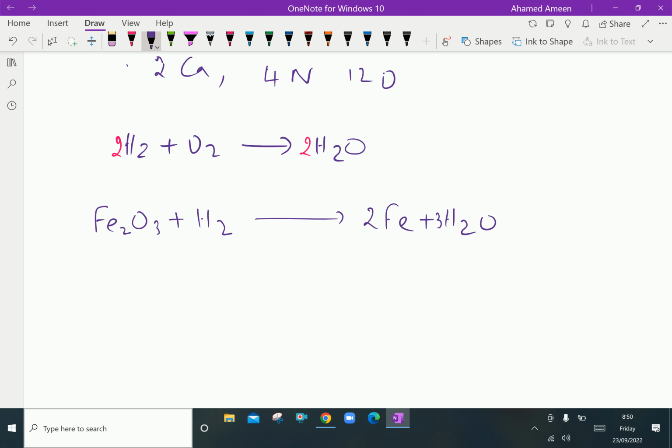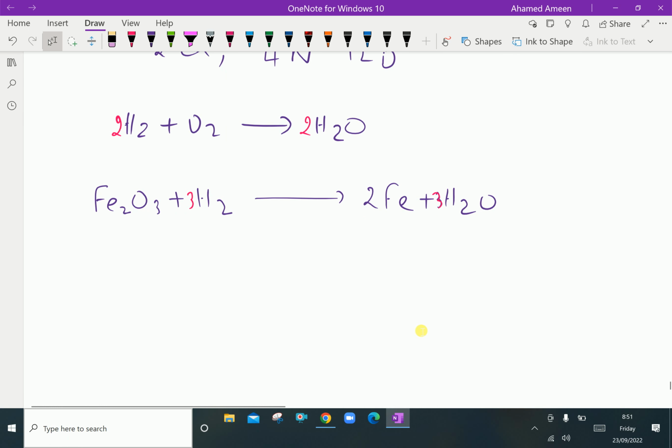That means if you put 3, O becomes 3, and H becomes 6, 3 into 2 is 6. Here O is 3, balanced, Fe is 2, balanced. Here H is 2, but here H is 6, so I have to put 3 here. Now this balanced equation is Fe2O3 plus 3H2 gives 2Fe plus 3H2O. On each side, each atom's count is the same.